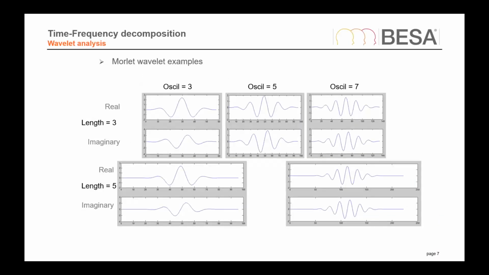There are a few example Morlet wavelets that you can see here. We can see the number of oscillations varying from the left to the right. We start with 3 oscillations, then 5, then 7. And obviously, this has quite an impact on the general wavelet shape. However, the top row shows the other parameter, a length of 3, and the bottom row has a length of 5. And we can conclude, I think, that changing the length does not have such a big impact on the actual wavelet shape compared to changing the oscillation parameter.